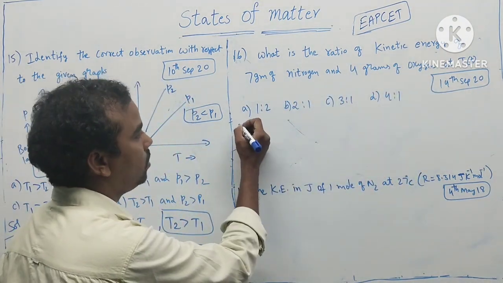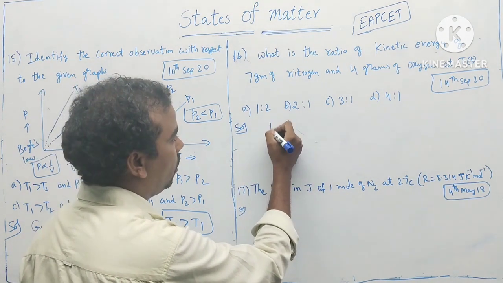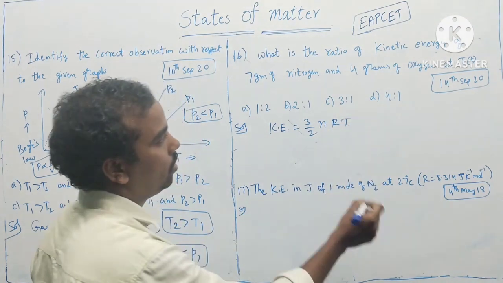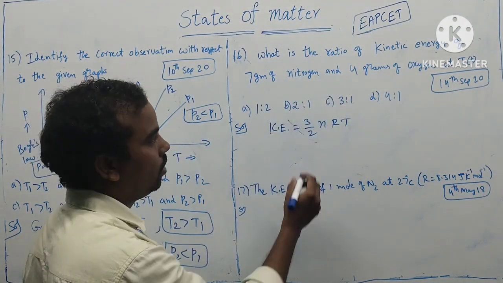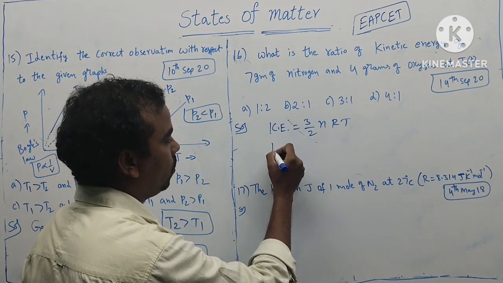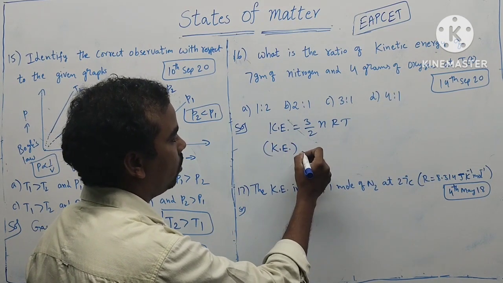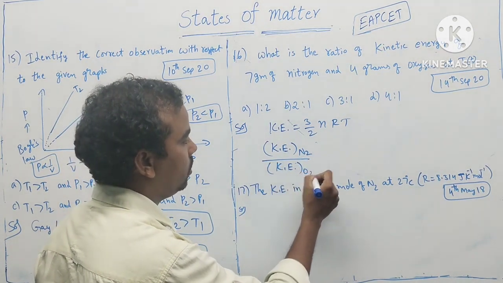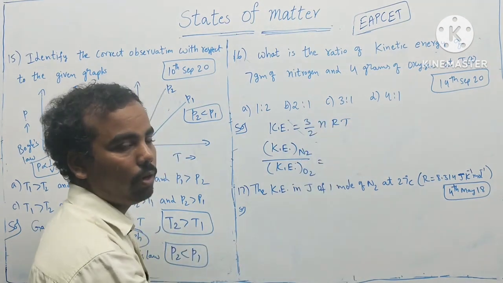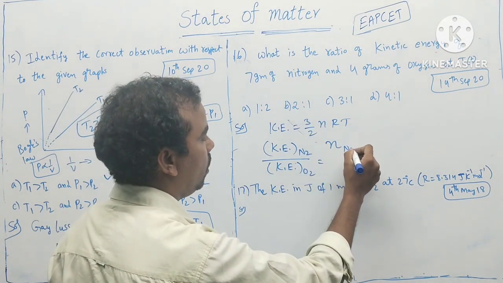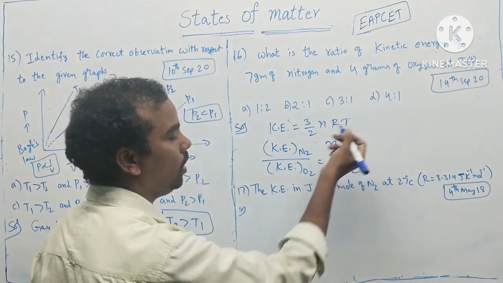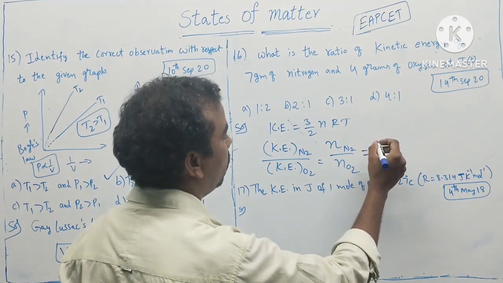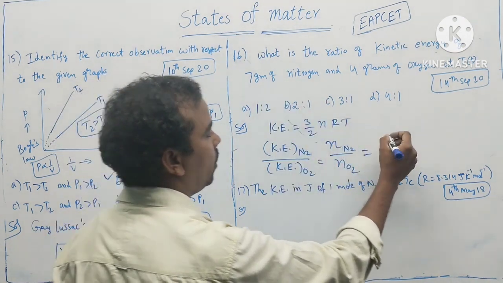Next, what is the ratio of kinetic energy of 7 grams of nitrogen and 4 grams of oxygen at temperature T? Very easy. Kinetic energy formula is 3 by 2 nRT. So KE of nitrogen by KE of oxygen: R, T and 3 by 2 are constant and cancel each other. So it is the number of moles of N2 by number of moles of O2, where number of moles is weight by gram molecular weight.